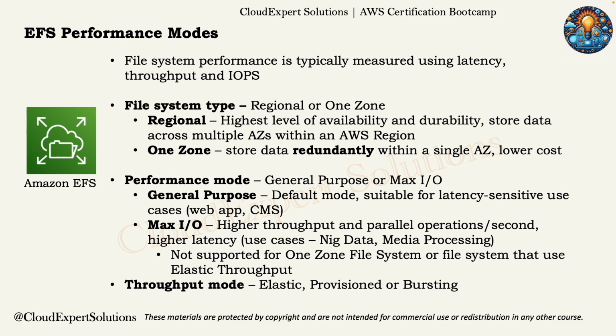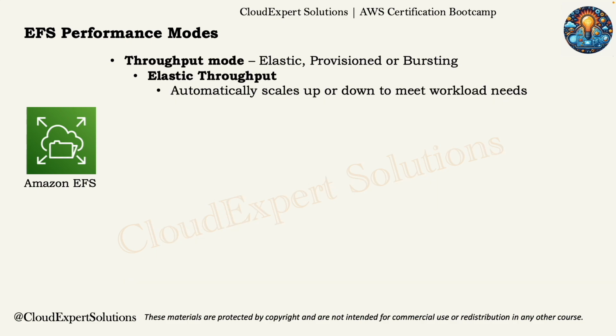Max IO is not supported for one zone file systems or file systems that use elastic throughput. In terms of throughput mode, we have three options. We have either elastic or provisioned throughput or bursting throughput. Now let's review one by one.